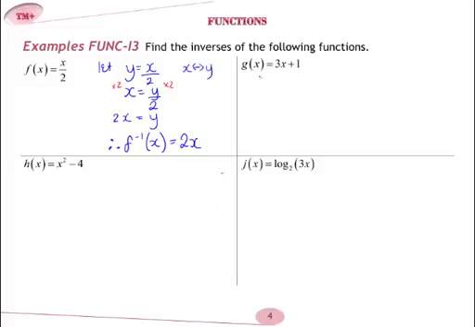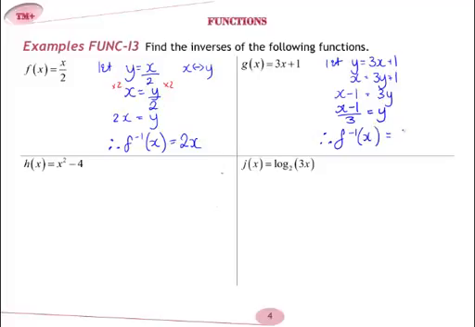Okay, let's look at the next one here. g(x) equals 3x plus 1. So we'll let y equal 3x plus 1. Swap my x and y values. Try and get y on its own. So we're going to take 1 from both sides. And now we're going to get rid of that 3 by dividing by 3. And then we go back to our notation equals (x minus 1) over 3. Remember to pause the video and try some of these yourself. Don't just blindly follow. Give it a go.